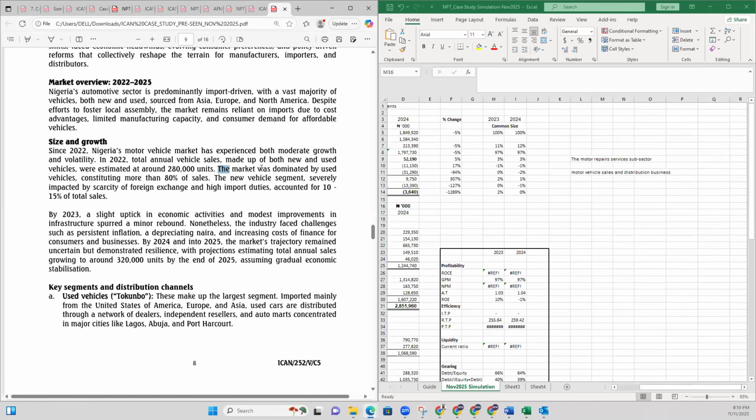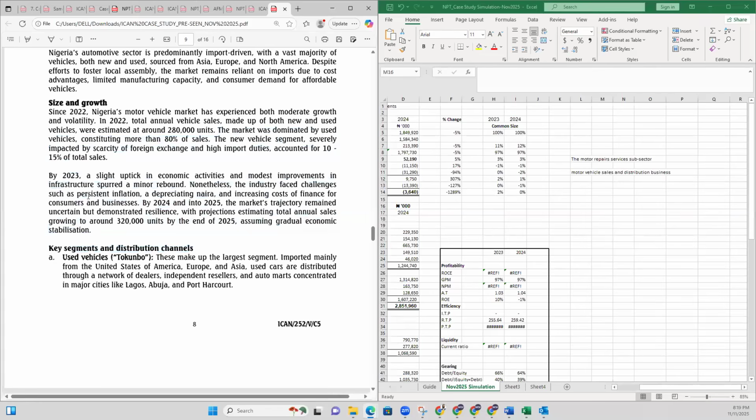Look at it. They said the market was dominated by used vehicles, constituting 80% of sales. Wow, only a few people are buying new vehicles. And then, although the number has increased, it is expected to increase to 320 by end of 2025.